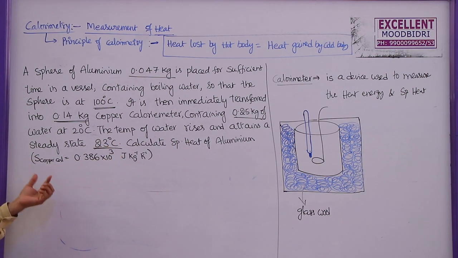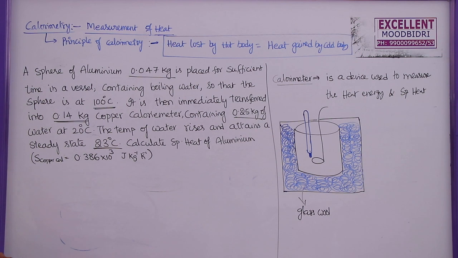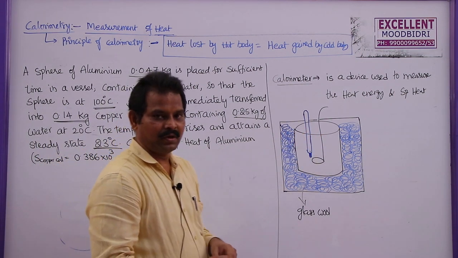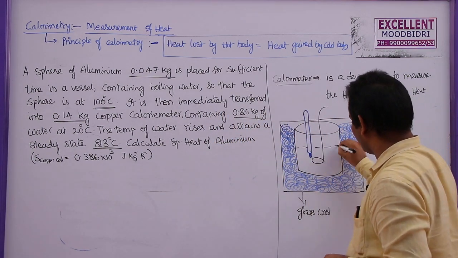Calculate the specific heat of aluminum, and it is given that the specific heat of copper is 0.386 into 10 power 3 joule per kg per Kelvin. Here, let me take this copper calorimeter. This copper calorimeter consists of copper plus some water here.